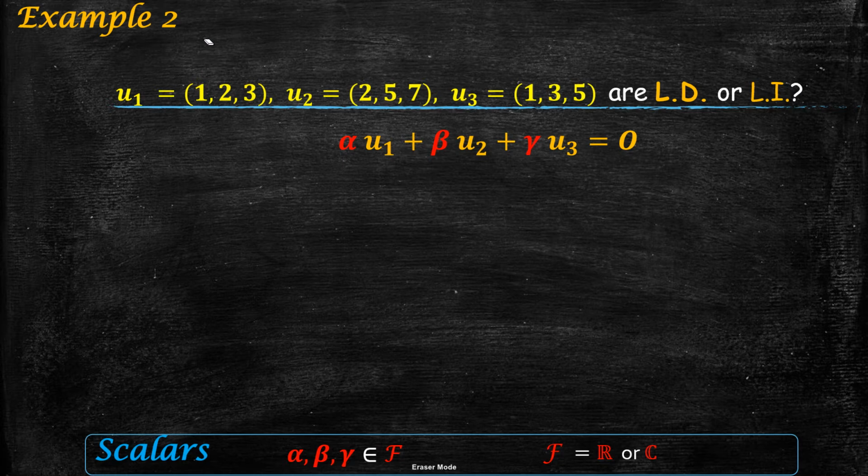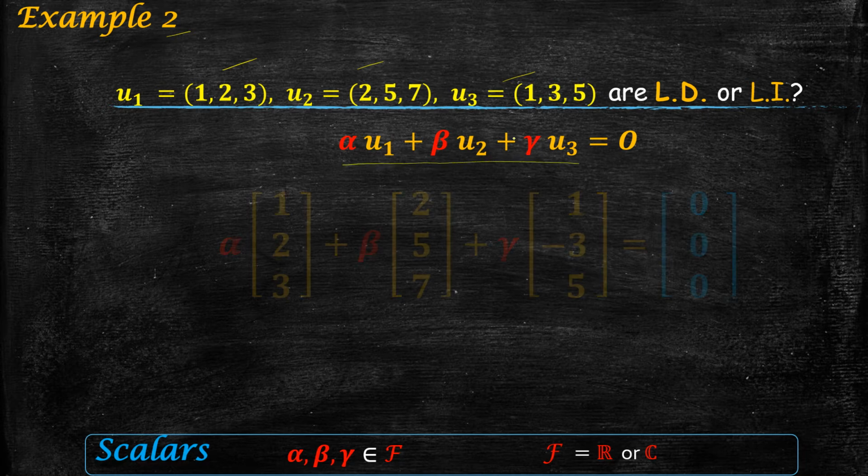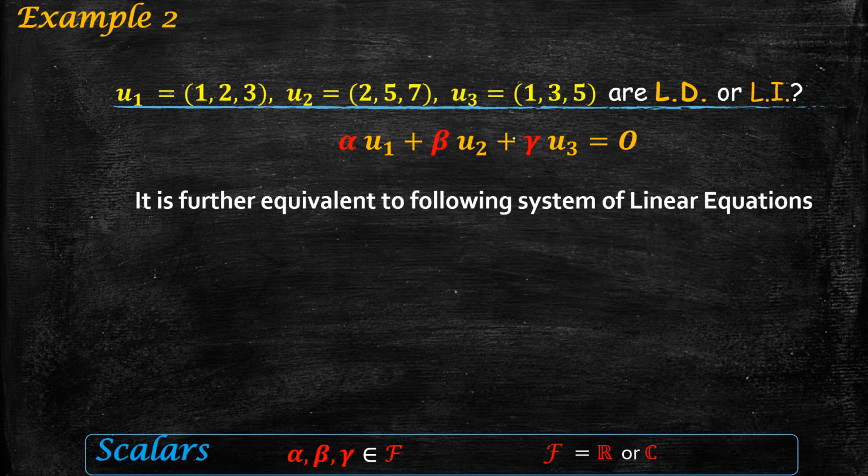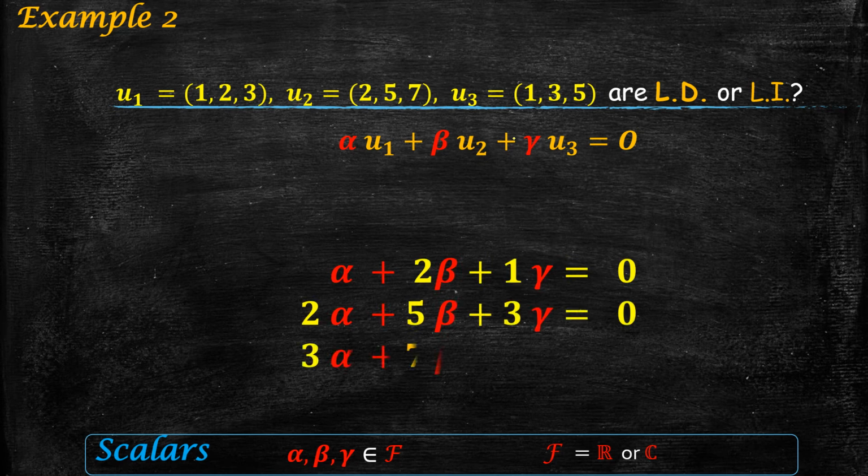Now in this example I have taken three vectors u1, u2, u3. Again, to check whether these vectors are linearly dependent or independent, I have considered the linear combination of these vectors, where alpha, beta, gamma are scalars. So the equations will be: alpha plus 2 beta plus gamma equals 0, 2 alpha plus 5 beta plus 3 gamma equals 0, 3 alpha plus 7 beta plus 5 gamma equals 0.